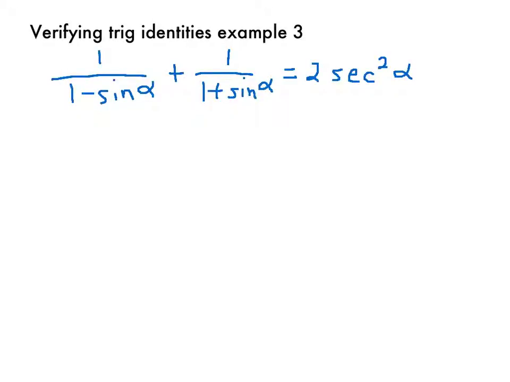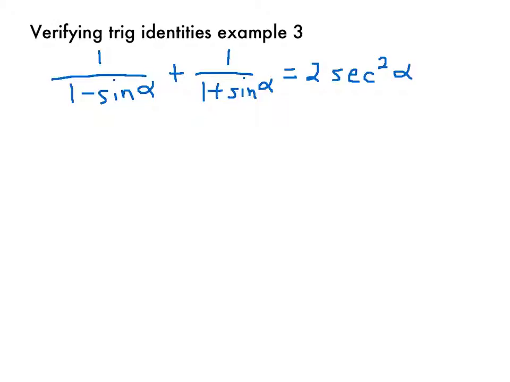Welcome to Verifying Trig Identities, example number 3. Remember, the identities that we're currently working with up to this point are the fundamental trig identities: the reciprocal identities, quotient identities, which are the definitions of tangent and cotangent, Pythagorean identities, which are really key components of this, cofunction identities, a little something I like to refer to as the complementary angles rules of trig functions, and also the even-odd identities, which can also be referred to as the negative angle identities.